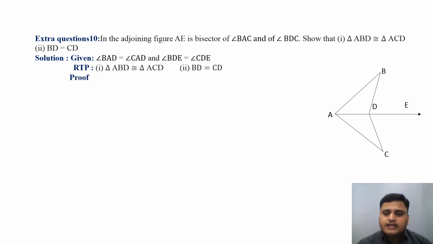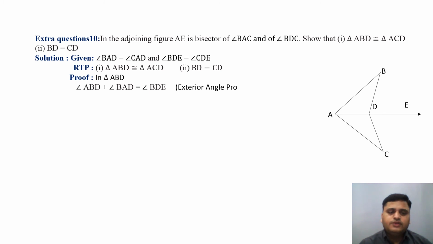So in triangle ABD, what will we use? We will use the exterior angle property, that is angle ABD plus angle BAD is equal to angle BDE. What does that property state? The sum of two interior opposite angles is equal to the exterior angle. Assume this one as equation number 1. In the same way we will use it in triangle ACD. So in triangle ACD, angle ACD plus angle CAD is equal to angle CDE. Again we use the exterior angle property, and we will name this one as equation number 2.